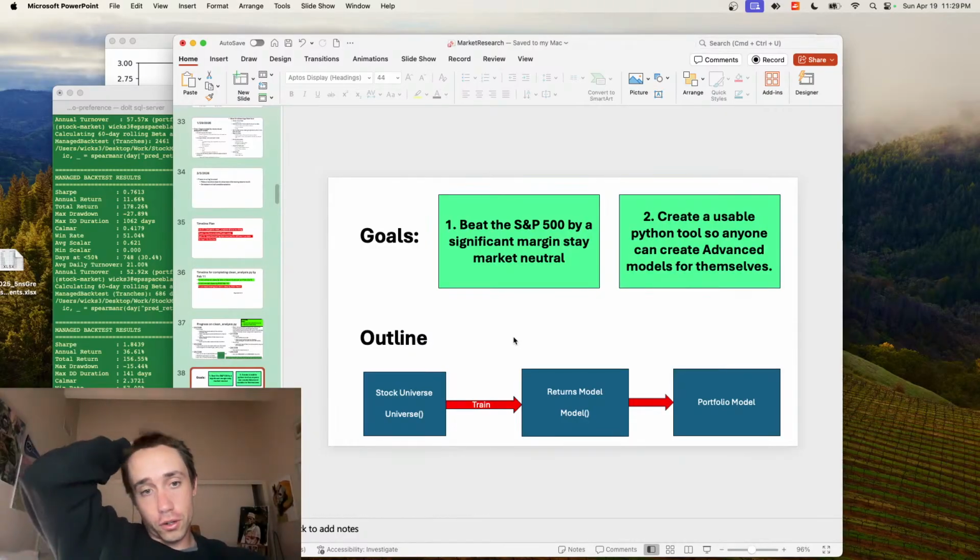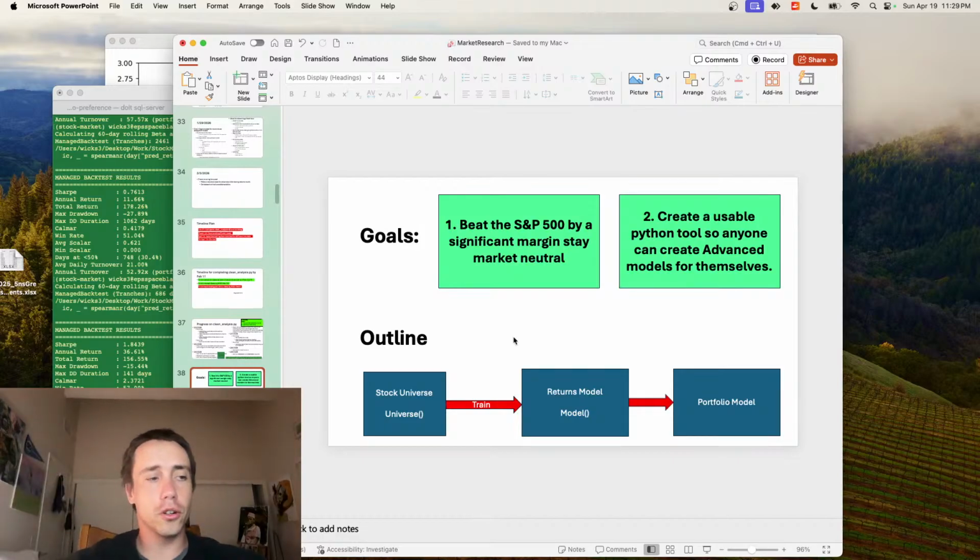So the first goal is to beat the S&P 500 by a significant margin. It goes up on average 6% per year. I want 3 or 4 times the performance of the S&P and go up on average 18 to 24% per year. And my second goal is stay market neutral. So this should be reliable regardless of what the market's doing. If the market's going up, going down, this should reliably return 18 to 24%.